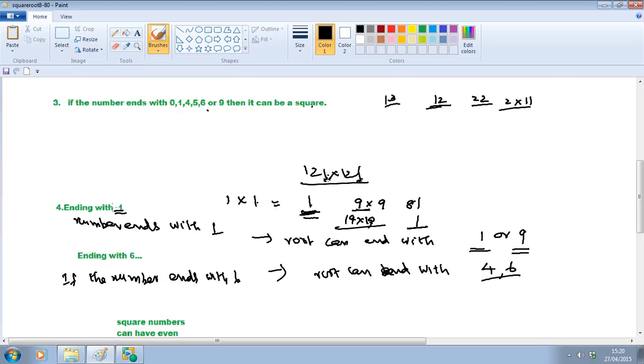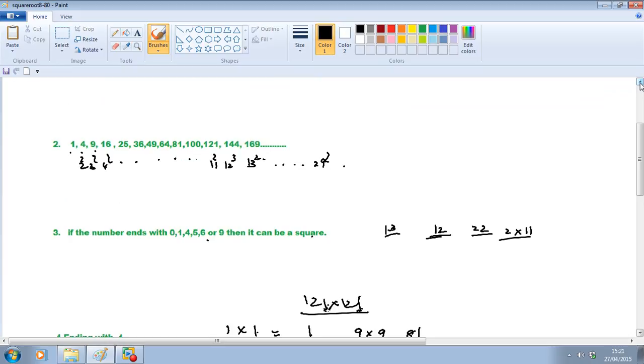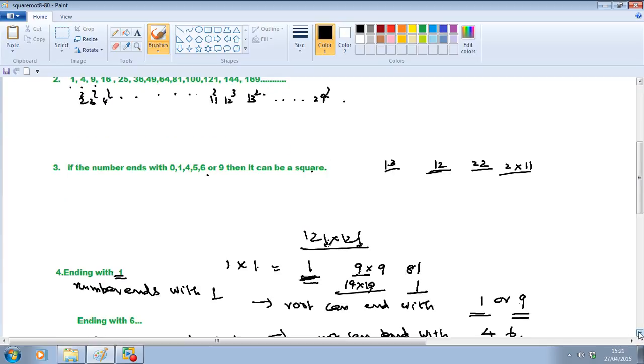If the number ends with 1, the root can be 1 or 9. If the number ends with 6, the root can end with 4 or 6. Can it be anything else? You refer now to the table here. You see, this is 4 square, 6 square. No other digit gives 6. So what exactly are we trying? When some number is given, we are trying to locate what the factor can be.